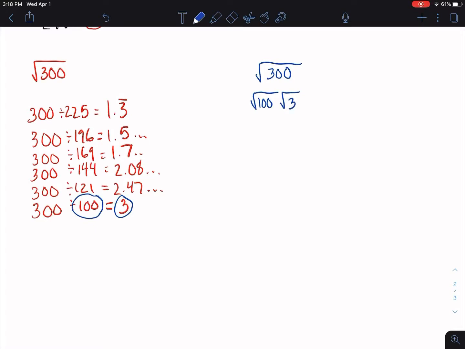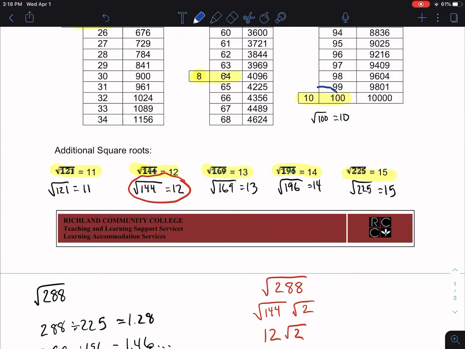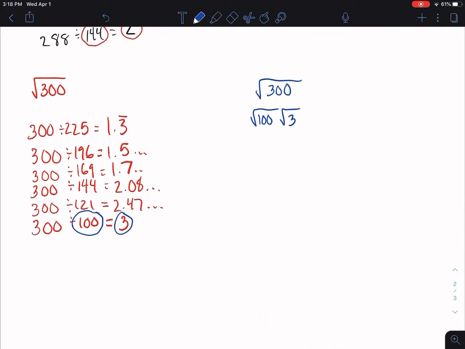So we've got radical 100, we've got radical 3. You'll notice we always put the perfect square first. So radical 100 is 10. So we're going to be replacing that radical 100 with a 10, and we will get 10 radical 3.